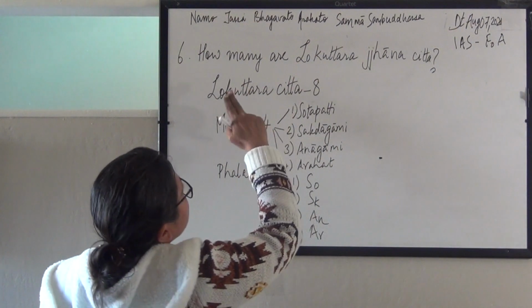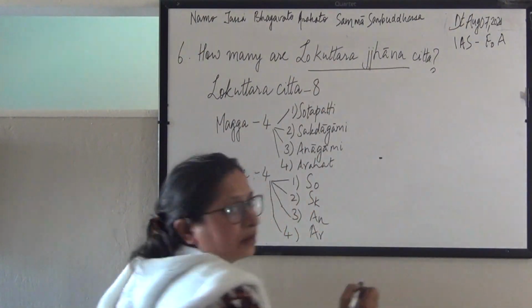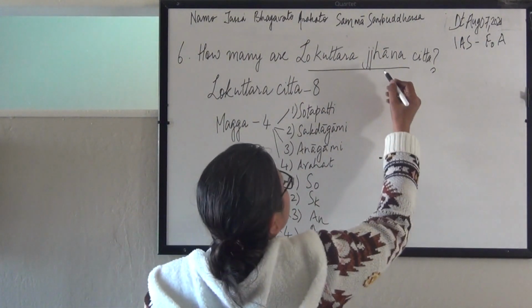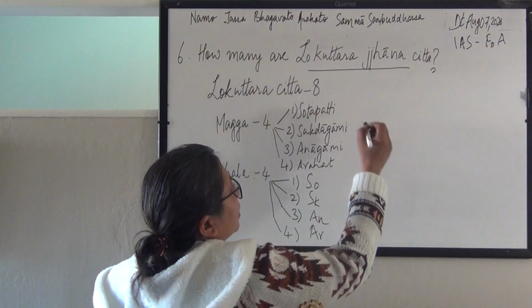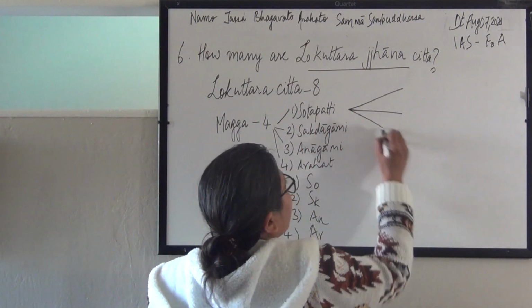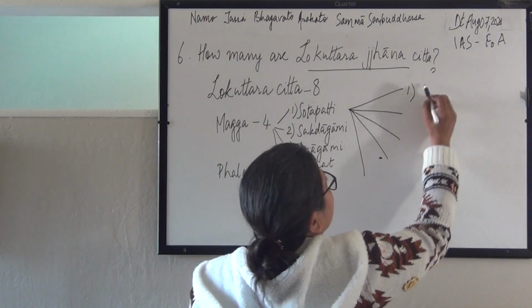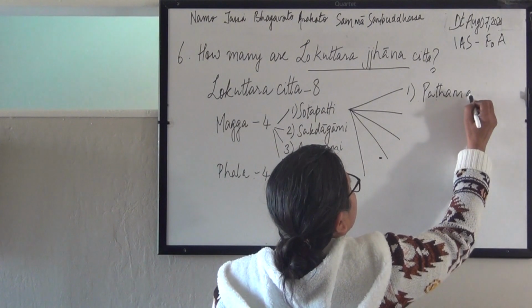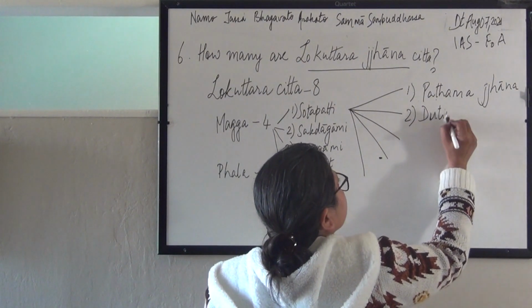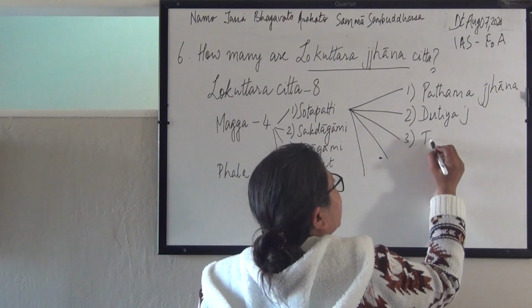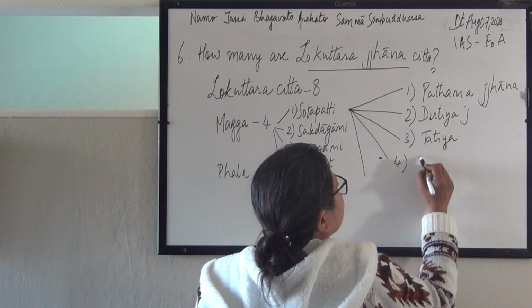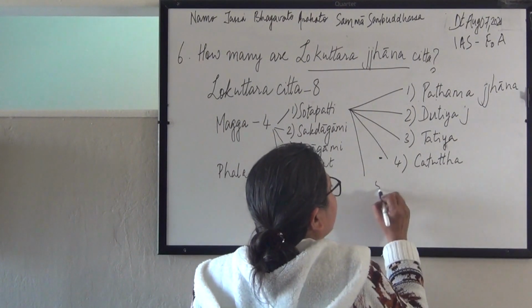Now here the question says, how many are Lokuttara Jhana chitta? For every Magga and every Phala chitta, there are 5 Jhana chitta. So what are they? Let's say for example, Sotapatti Magga chitta. For it there are 5 Jhana chitta. What are they? Pathama Jhana, Dutiya Jhana, then Tatiya Jhana, then Chatutha Jhana, and Panchama Jhana.